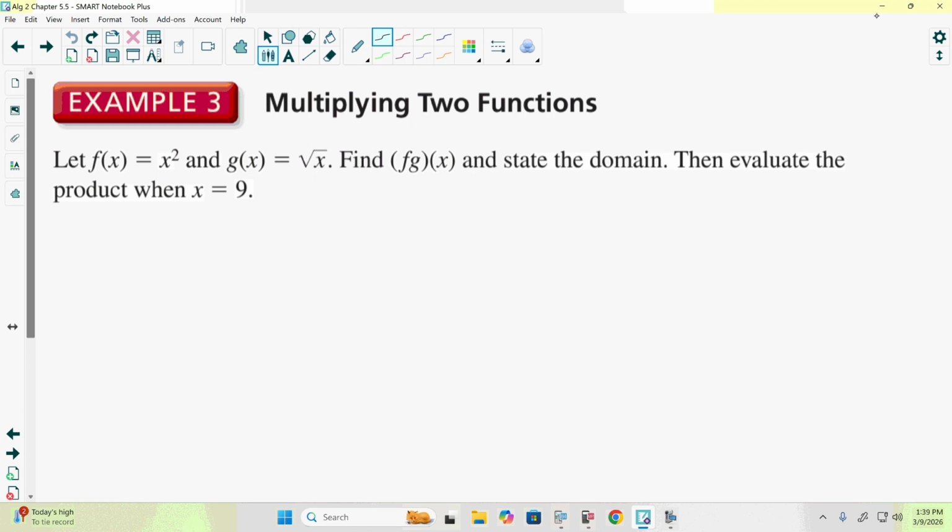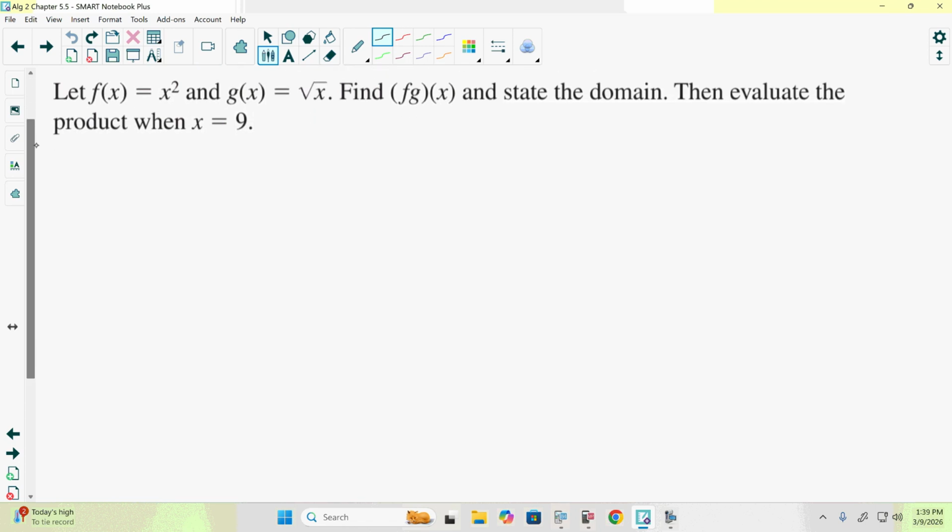So the next one we're looking at is product. F times G of X. F times G of X is equal to F of X times G of X. We're multiplying the two together. Now, so F times G of X is F of X.